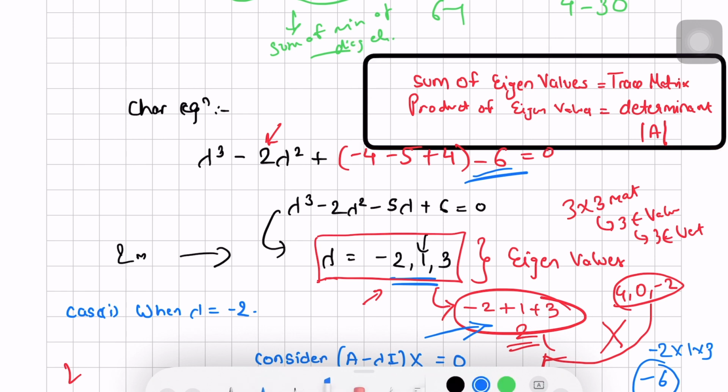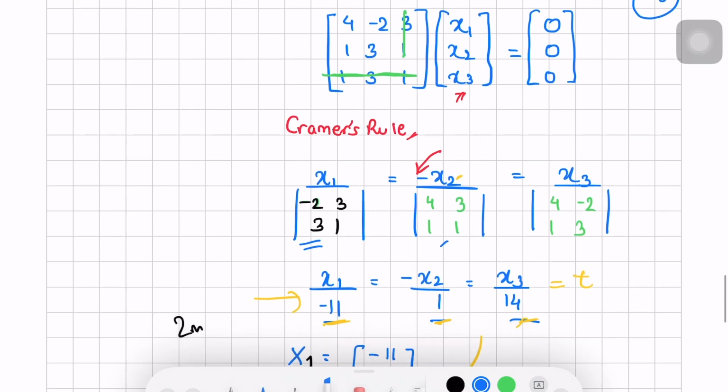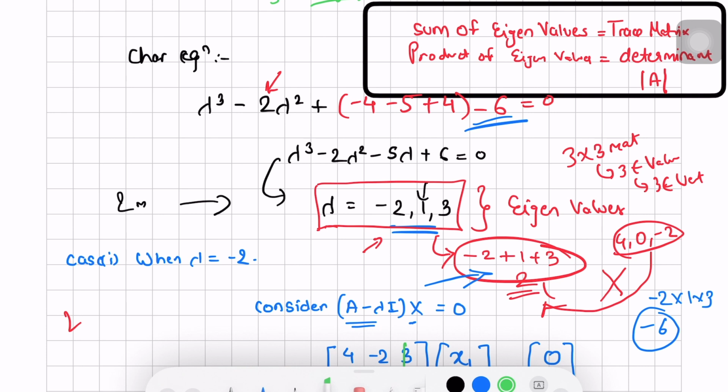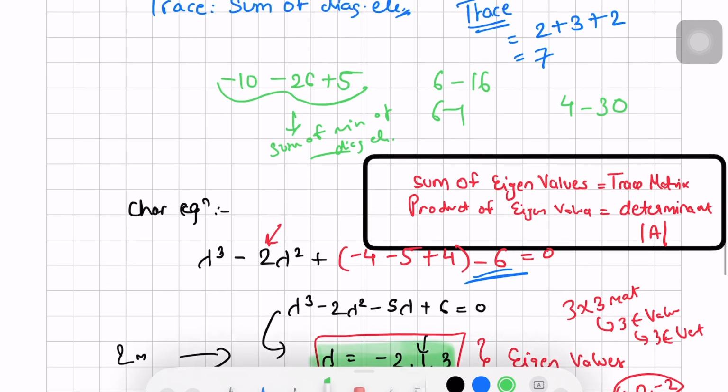So, got it? In the next video we'll solve another type of question in which the eigenvalues are repeated. Here there are distinct values. In the next video we'll check what the answer will be if these values come out repeated, and how to solve that question.